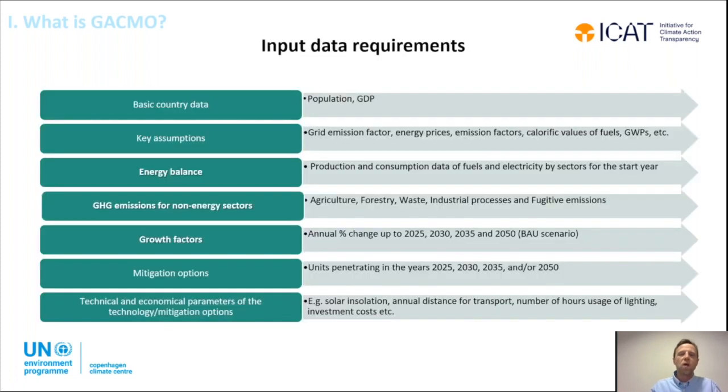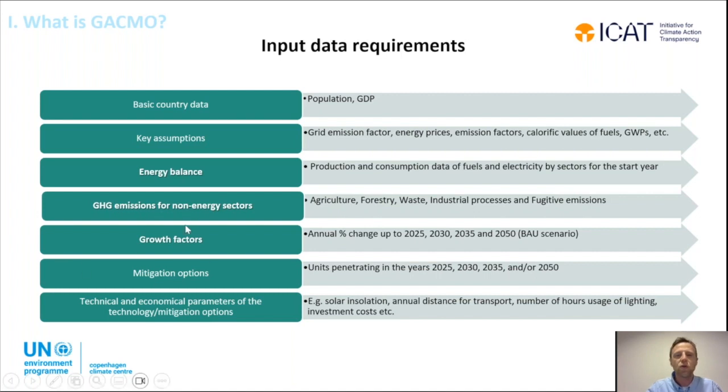So to use the GACMO tool, like any other tools or models, the user needs, of course, to integrate input data into the tool. The main input data required for running the GACMO tool are, first of all, the energy balance of the country corresponding to the start year. Then the second input data are the values of the GHG emissions for the non-energy sector, which, for example, can be found in the national greenhouse gas inventory of the country.